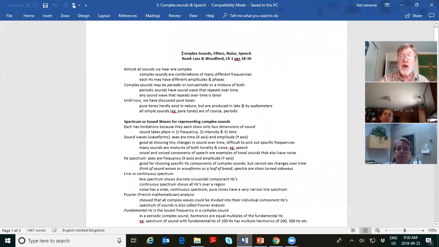And you'll see this: complex sounds, filters, noise, speech. And read with me from the top here. Almost all sounds we hear are complex. Complex sounds are combinations of many different frequencies. Each frequency may have different amplitudes and phases. Now let's see a picture of that.